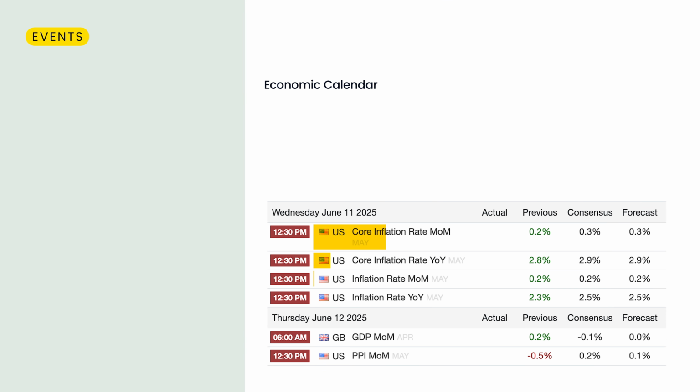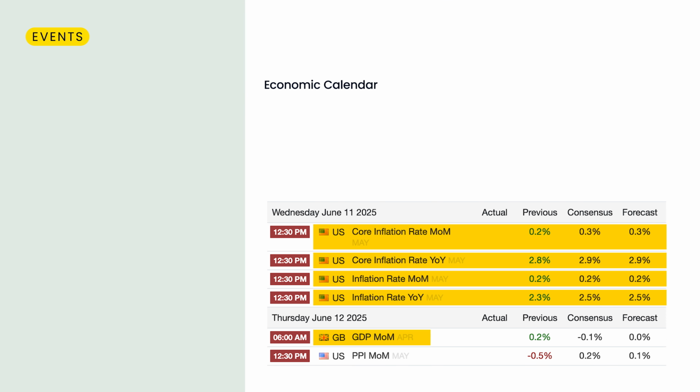The important data on the economic calendar that might affect this trade are the US inflation data on Wednesday, British GDP, and US Producers Price Index on Thursday.